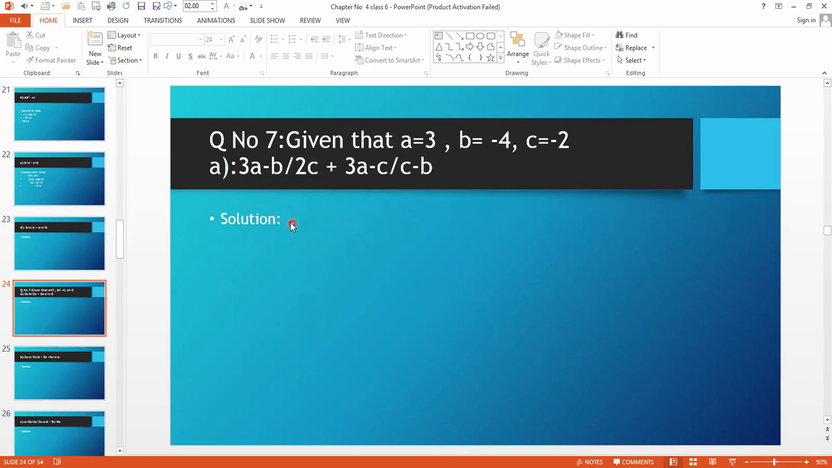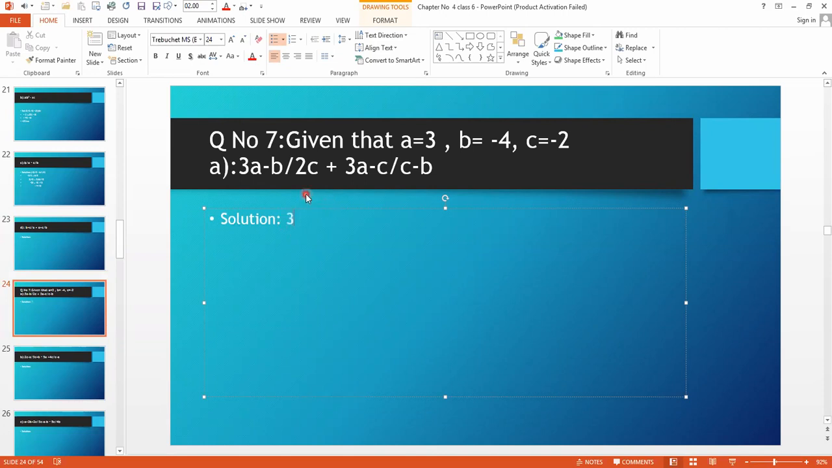Just give me 1 second. I just want to move the cursor here. Okay, the values are given.